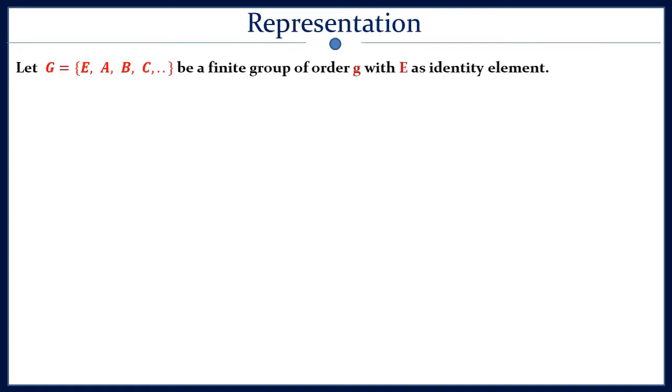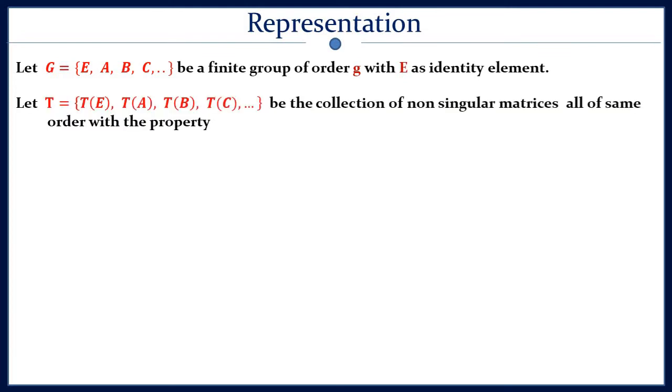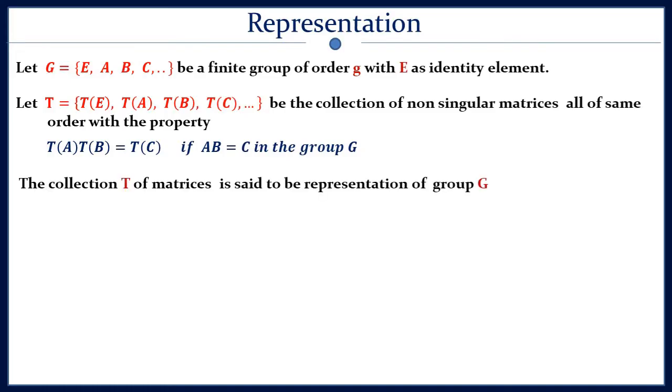To begin with, let's remind ourselves what is representation of a group. Suppose we have a group G of order g, that is a finite group, and we have a collection of non-singular matrices T. This collection satisfies one property: Ta multiplied by Tb is equal to Tc if A into B is equal to C in the group G. If this property is satisfied by this collection T, then only we can say the collection T is the representation of group G. And what is the general form of any matrix belonging to this set T?